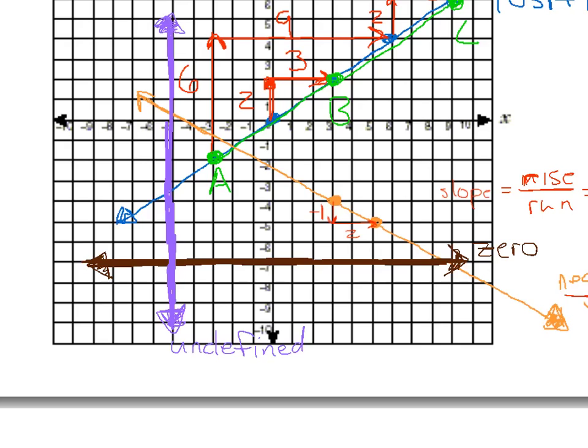Zero slope, skier, just not going to be going anywhere. Undefined slope, he's going to be going somewhere straight to the ground where he will splatter and no longer be defined as human. Undefined. Yes, ma'am?